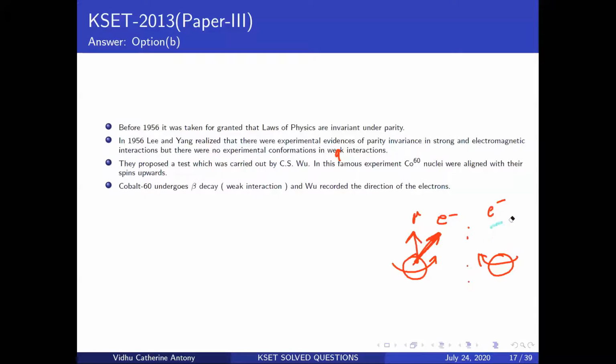So this is not what's happening. What's really happening is this. This goes down here, and then your electron comes from this same direction, but there is a shift. So then we realize that parity is not actually conserved in weak interaction. Your cobalt-60 undergoes beta decay, which is your weak interaction, and Wu recorded the direction of the electrons.